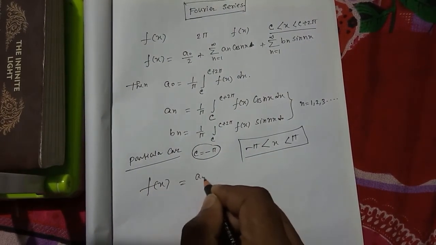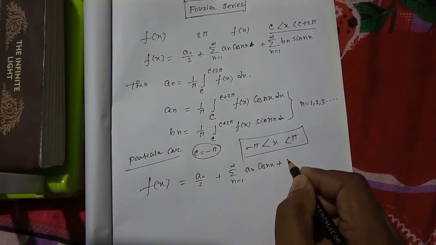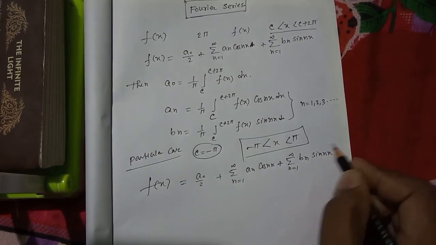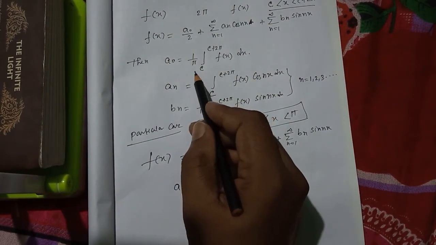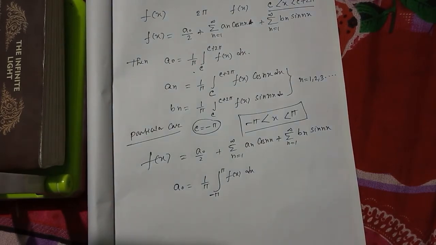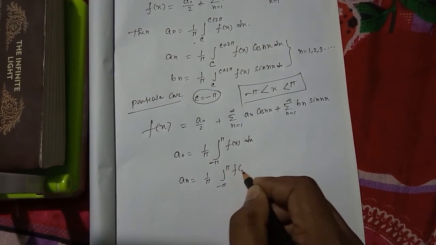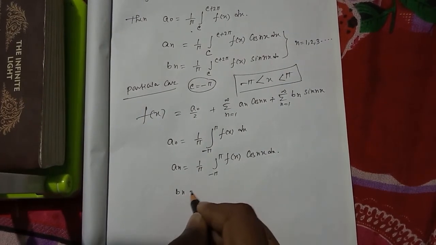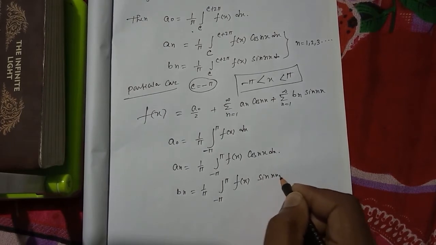f of x is equal to a0 by 2 plus summation n equal to 1 to infinity an cos of nx plus summation n equal to 1 to infinity bn sin of nx, and a0 is equal to 1 by pi integration minus pi to pi f of x dx. Also an is changed: an is equal to 1 by pi integration minus pi to pi f of x cos of nx dx, and bn is equal to 1 by pi integration minus pi to pi f of x sin of nx dx.